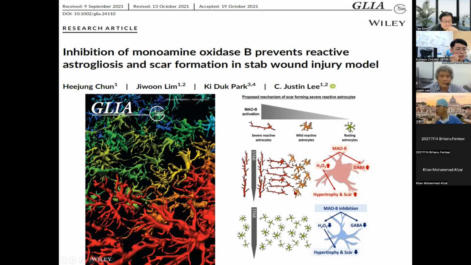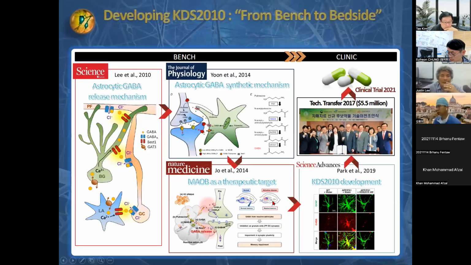This kind of shows the powerful nature of the MAO-B inhibitor, as well as the MAO-B knockout and shRNA that we developed. Now, using the KDS2010, we were able to show from the bench to the bedside, hopefully. So in 2010, we first showed that astrocytes produce GABA and release GABA through the BEST1 channel. And in the following paper, we were able to show GABA production through the MAO-B pathway, through the putrescine degradation pathway. And in the following paper, we showed that MAO-B can be a therapeutic target against Alzheimer's disease. And we finally developed the reversible MAO-B inhibitor called KDS2010.